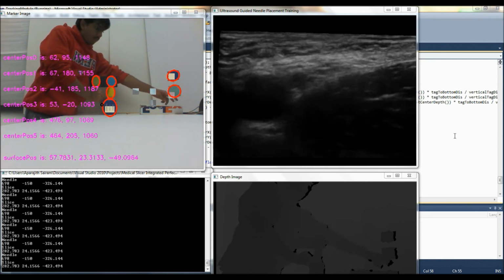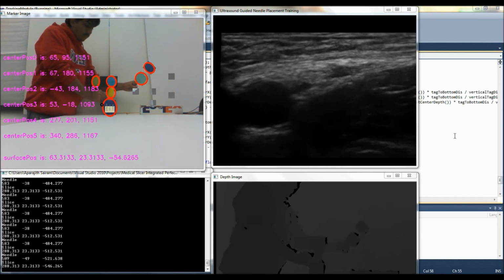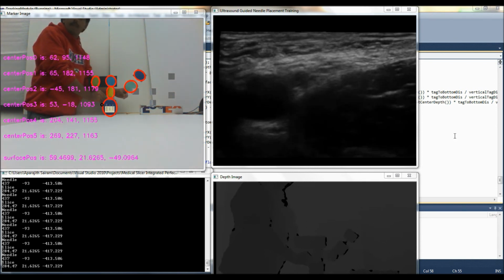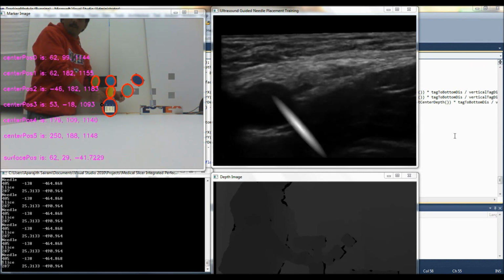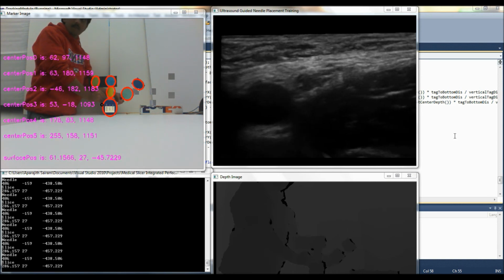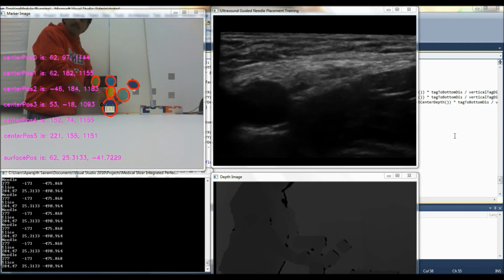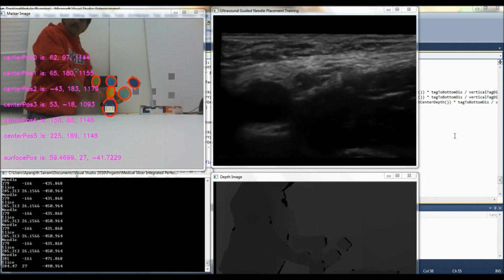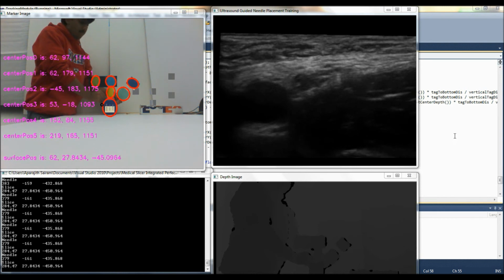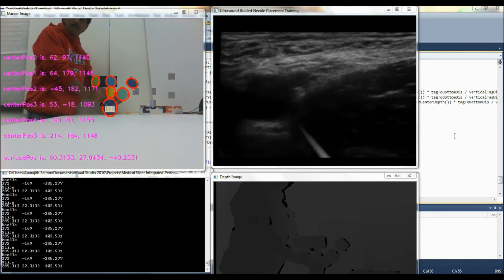On the right hand side, we can see the ultrasound images generated by our software. As you can see, there are little red markers in the video part. It represents the position of the markers detected by our system. And with changes in the position or orientation of the probe, the image generated by our software also changes.